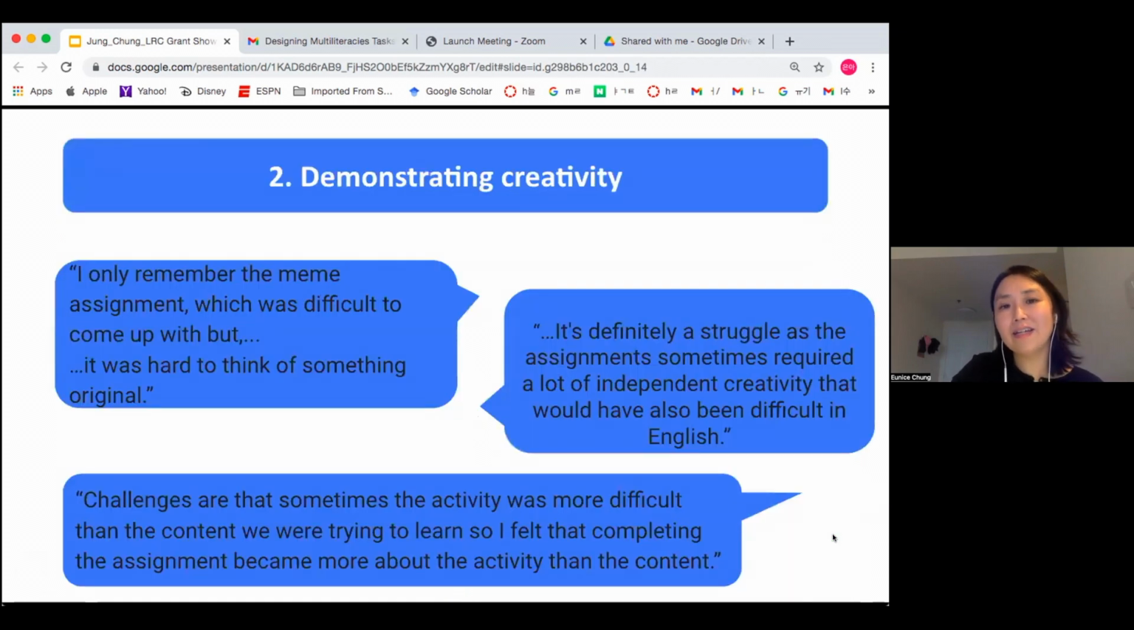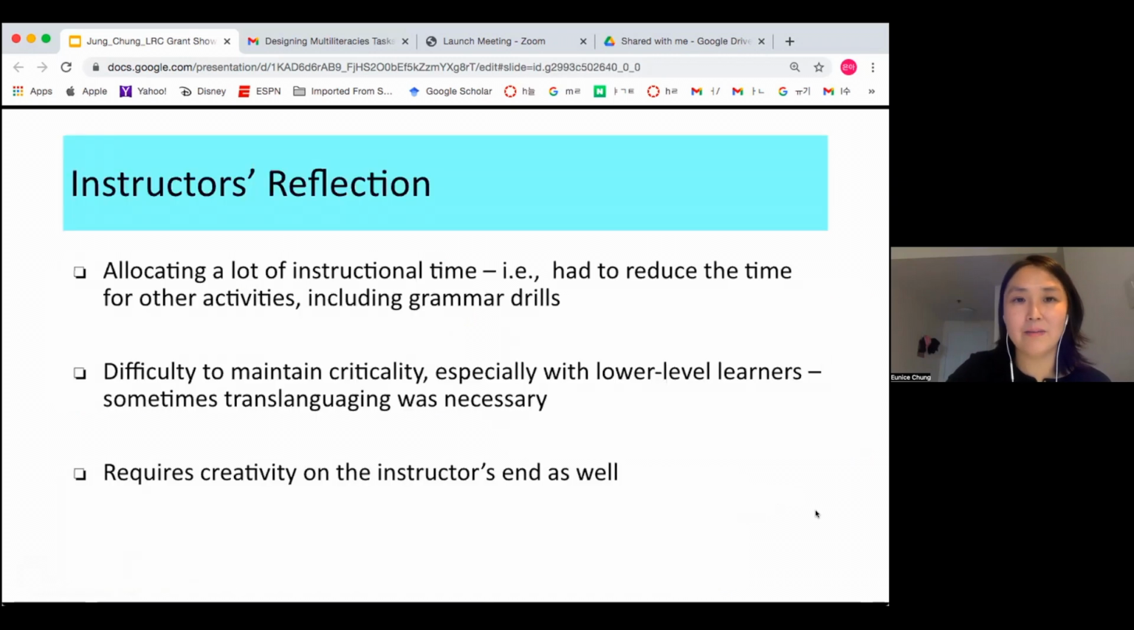Second, they said that demonstrating creativity for the creative assignments was a little bit challenging. So it was hard to think of something original, and another challenge is that sometimes the activity was a bit more difficult than the content we were trying to learn. So I felt that completing the assignment became more about the activity than the content. But this was just focusing more on the creative assignments.